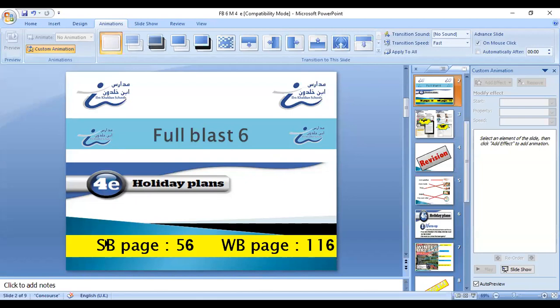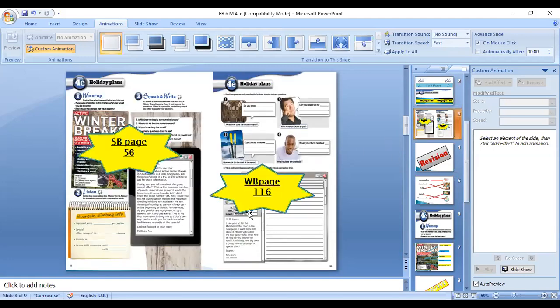Make sure that you open a student book, page 56, and the workbook, page 116. Write these two pages, okay? Now we start with the student book on this page.